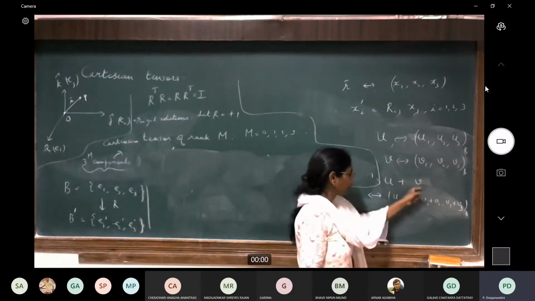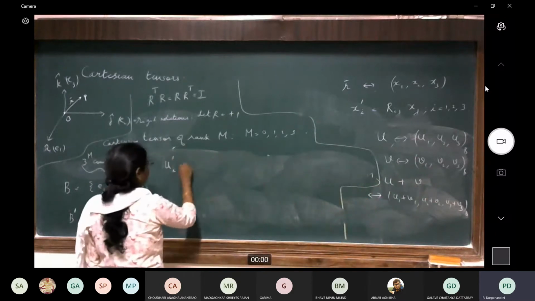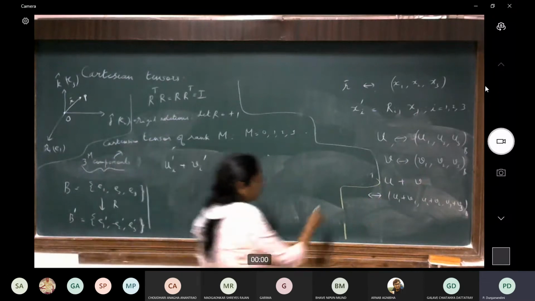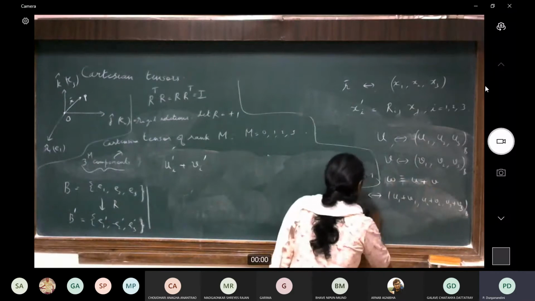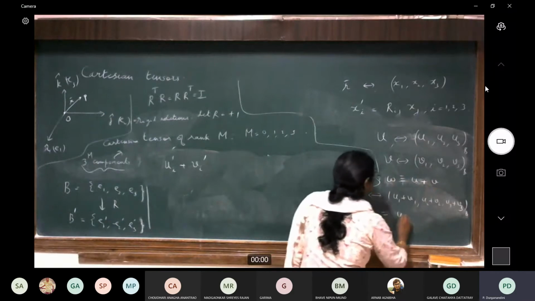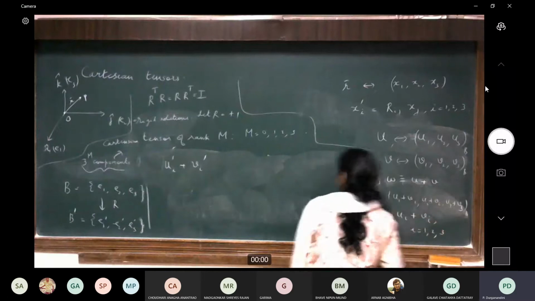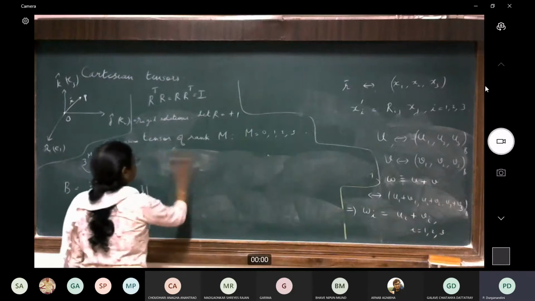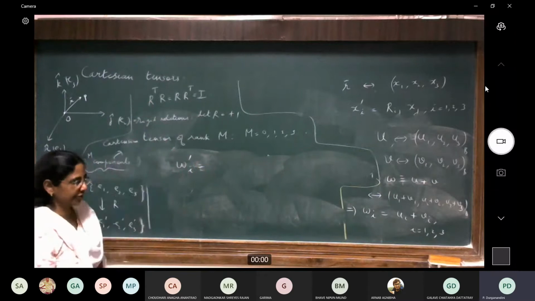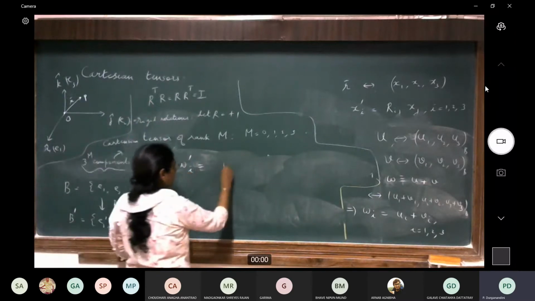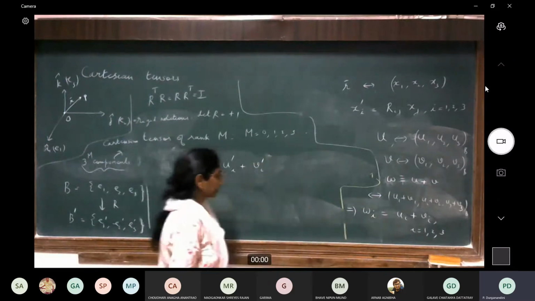All you try to find out is what the components of this are in the new basis. Or in other words, just find out what ui prime plus vi prime is. So if I call this w, so w equal to u plus v, which is given by this, that means wi equals ui plus vi, for i equal to 1 to 3. So all I have to check is whether the transformation properties satisfy the definition or not. Now wi prime by definition is going to be ui prime plus vi prime. That's how we have defined my object.